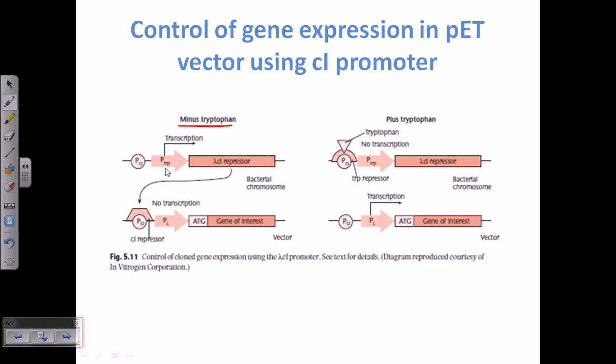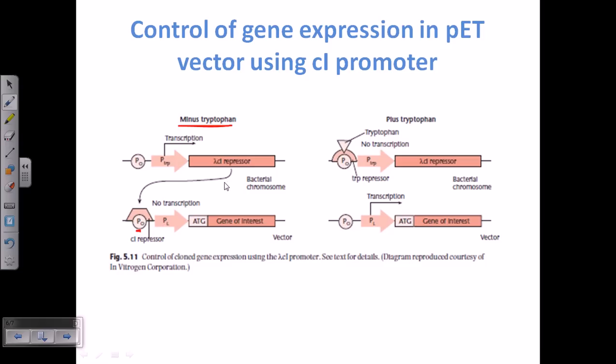So what will happen? The tryptophan promoter is on, it will start transcribing this lambda CI repressor protein, and as this lambda CI repressor protein is made, it is a repressor of this lambda promoter, or PO. So it will come and bind to PO, repressing the activity of PO. So it will block the binding of other proteins to this particular promoter to start the transcription process of the desired gene. Now it is blocking it.